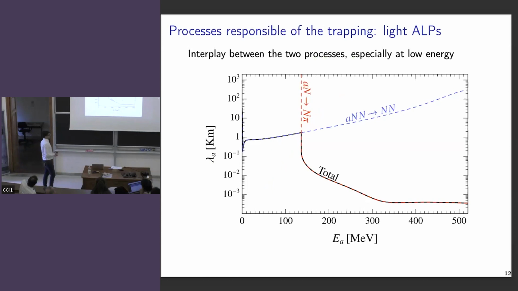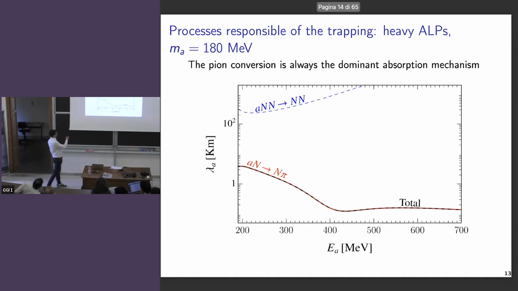Now, in the case of light axions, with mass much lower than the pion mass, both the processes are important. Indeed, for energies lower than the pion mass, the dominant absorption process is the nuclear Bremsstrahlung, while for larger energies, the pion conversion is kinematically allowed, so an axion can be absorbed to produce a pion, and the dominant absorption channel becomes the inverse pion conversion. On the other hand, for masses larger than the pion mass, we can consider only the inverse pion conversion, while the nuclear Bremsstrahlung is always negligible.